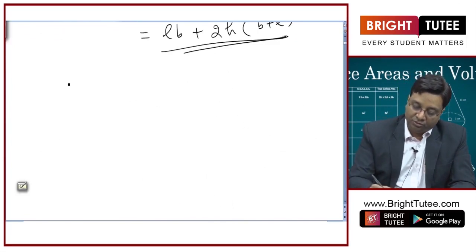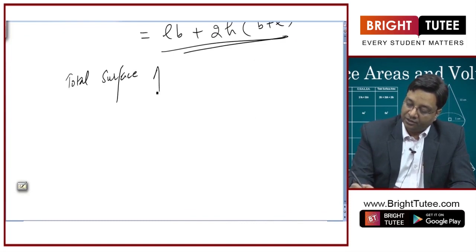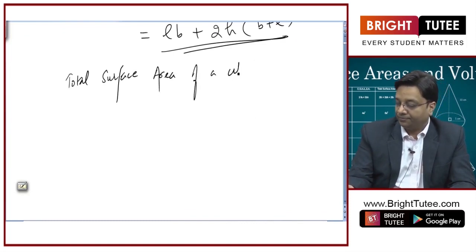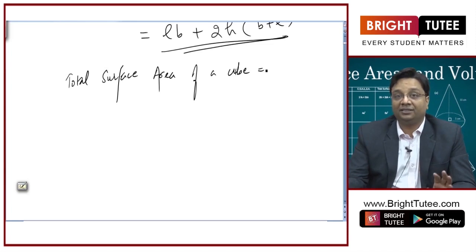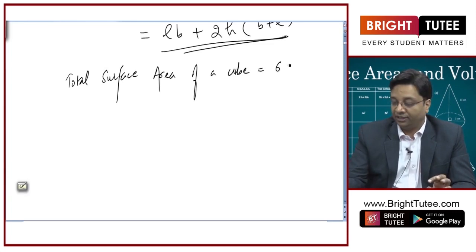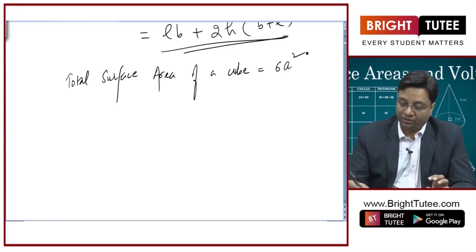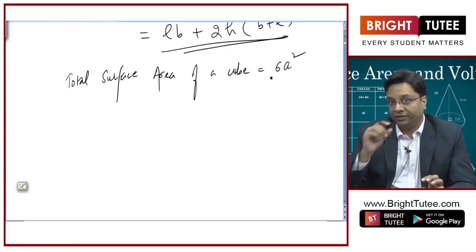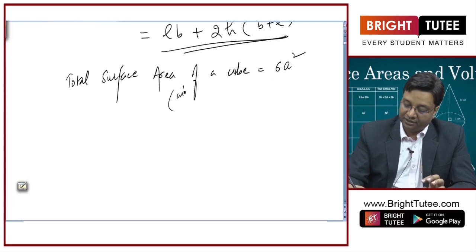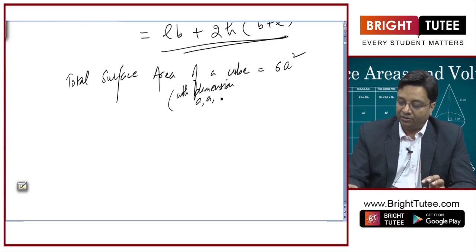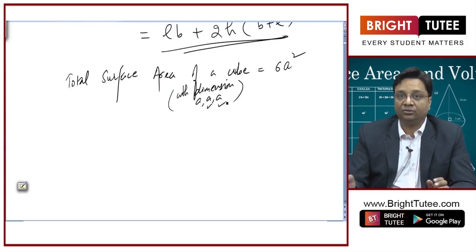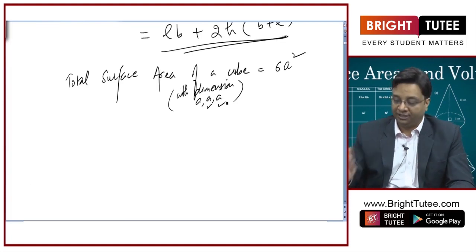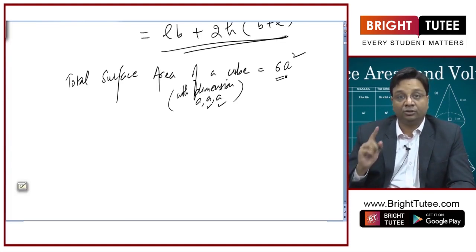Now, in case of a cube, the total surface area of a cube is, how many faces are there? 6, and one face has got an area of A square, where the side length or the length of the edge is A. We can say with dimension A, or we can say with edge A. We do not have to mention the other two dimensions, because all the dimensions are the same, right. So, the total surface area of a cube is 6A square.